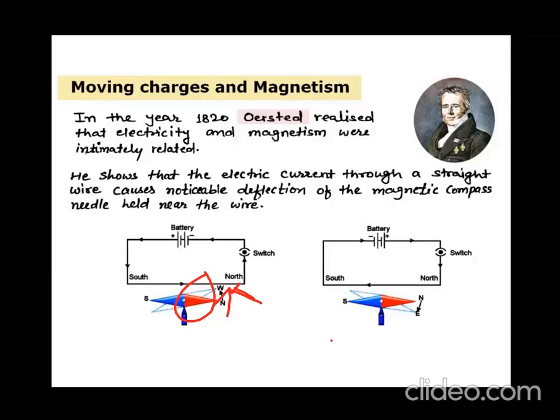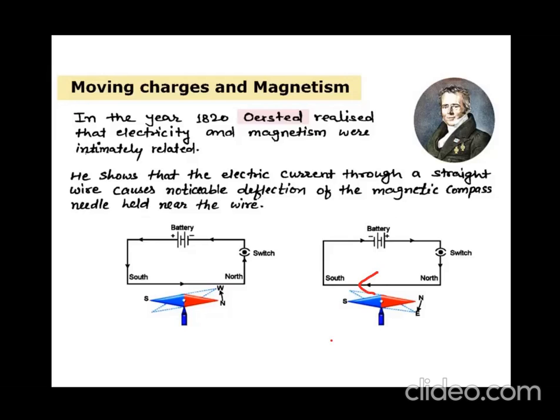Then Mr. Oersted reversed the direction of the current. See what he has done. The negative of the battery is over here and the positive is on the other side. Initially it was the opposite, so now he has reversed the terminals of the battery. On reversing the terminals, the direction of the current is reversed, so now the current flows from north to south.